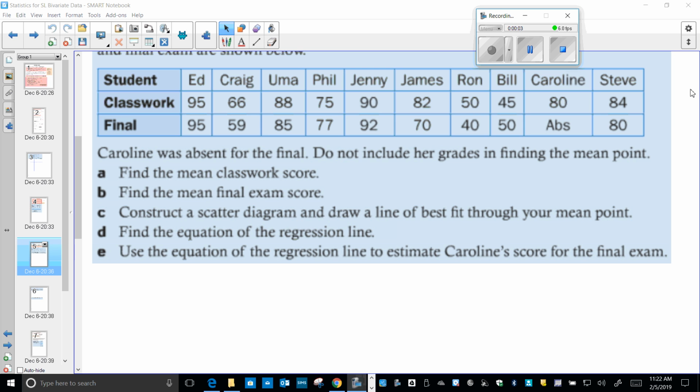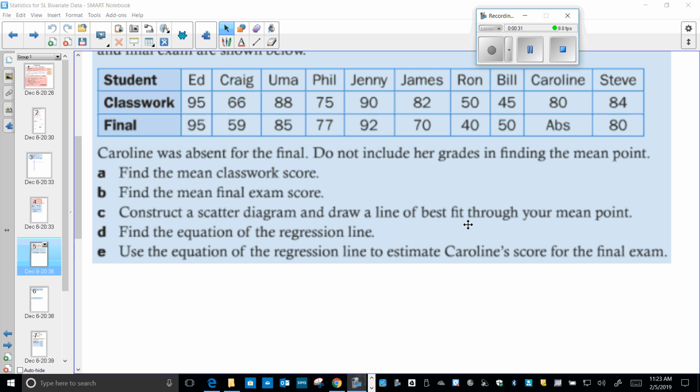Right, okay, so you drew this yesterday. You found the mean score of classwork and the mean final exam, yes? You plotted that as a coordinate, and then you drew a line going through that point, trying to go halfway in, like half the points above and below. Your lines will all probably be a little bit different to each other, which is totally fine.